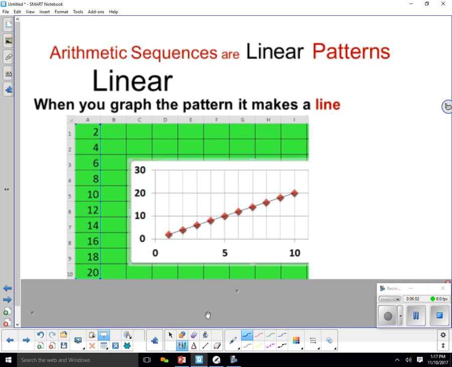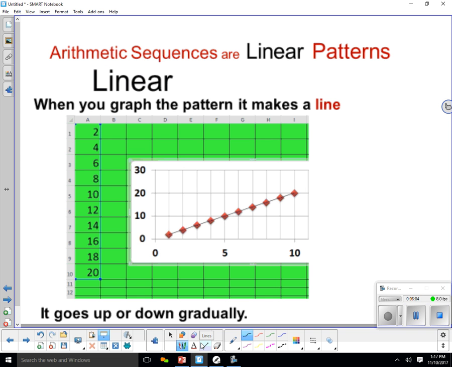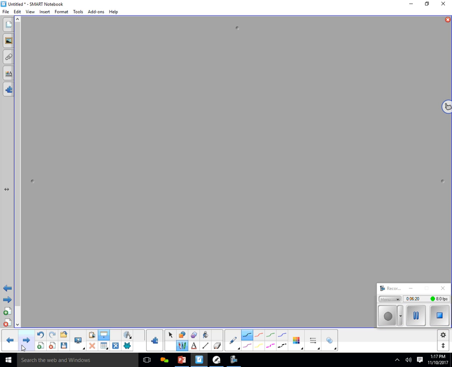Okay, now you do not have to copy this one either. Arithmetic sequences, if we were to graph them, would look like a line, which is called a linear pattern. If you pay attention, linear is spelled with line, the first 4 letters, so it's got to make a straight line. Okay, so those, when they're graphed, will make a linear pattern.